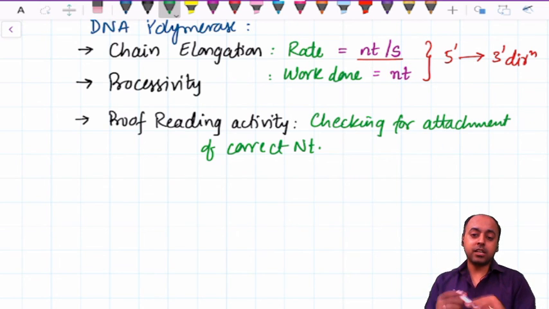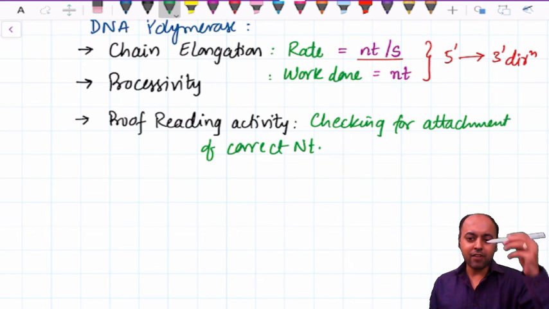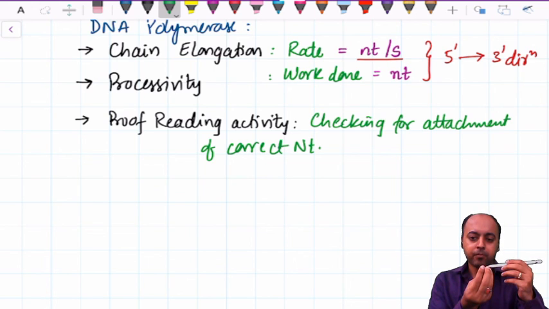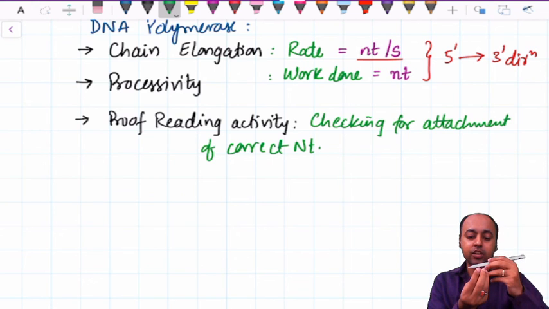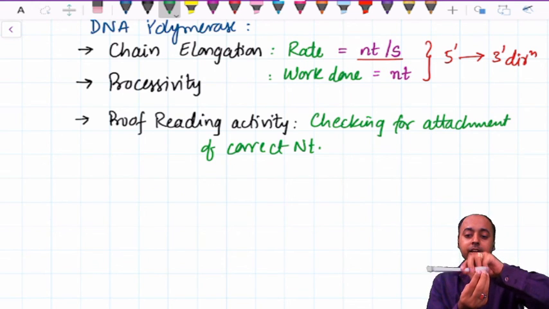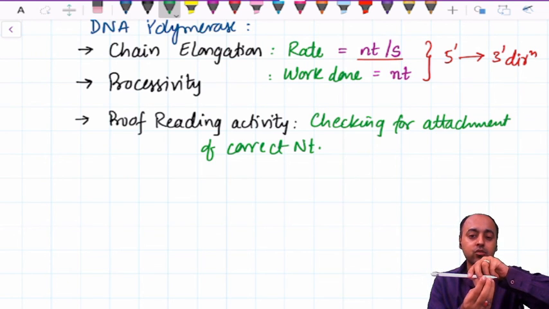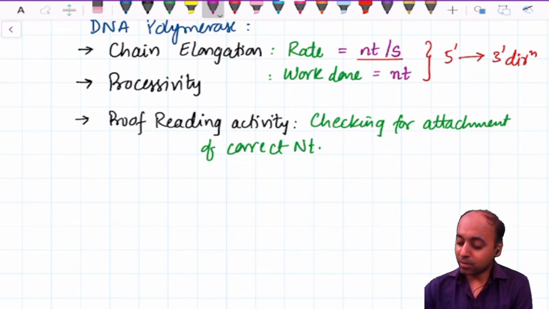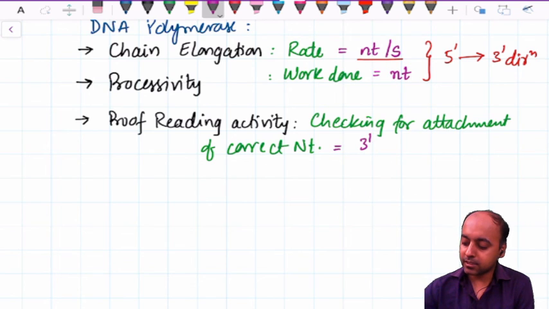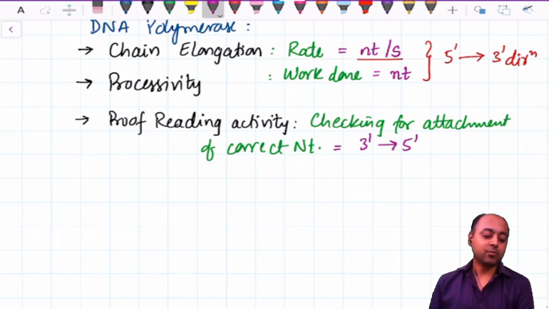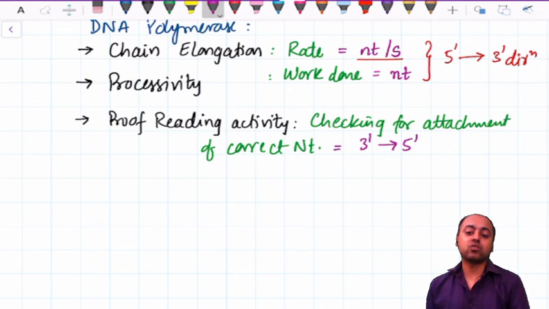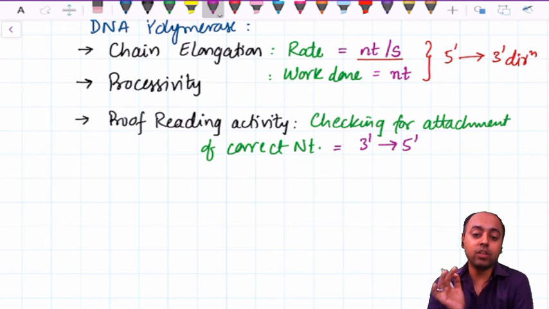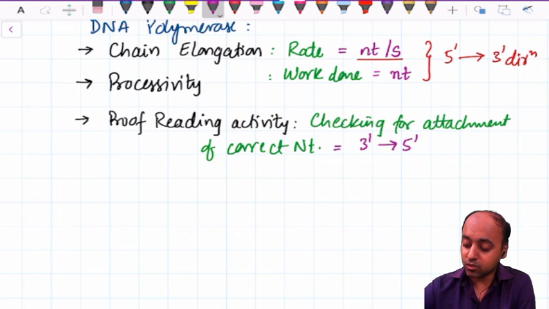Now please note, we said that the direction of synthesis is 5 dash to 3 dash. So imagine I've added a nucleotide here. Now I want to check. I have moved forward, but I want to check whether the addition is correct or not. So I have to rotate. Now my direction has become 3 dash to 5 dash. So remember, normally the proofreading activity is 3 dash to 5 dash. In all the polymerases, we have the proofreading activity in 3 dash to 5 dash direction.